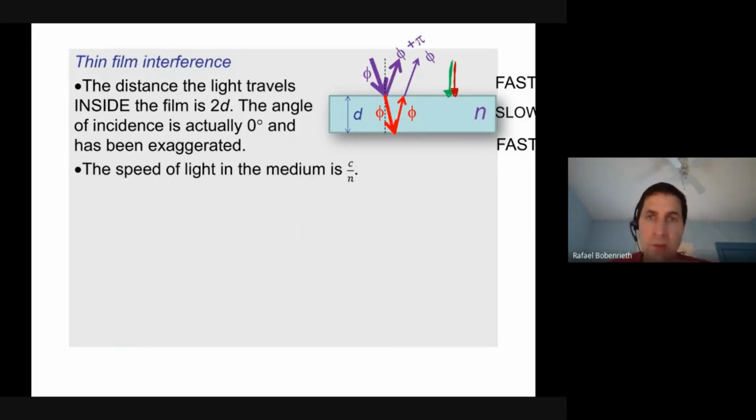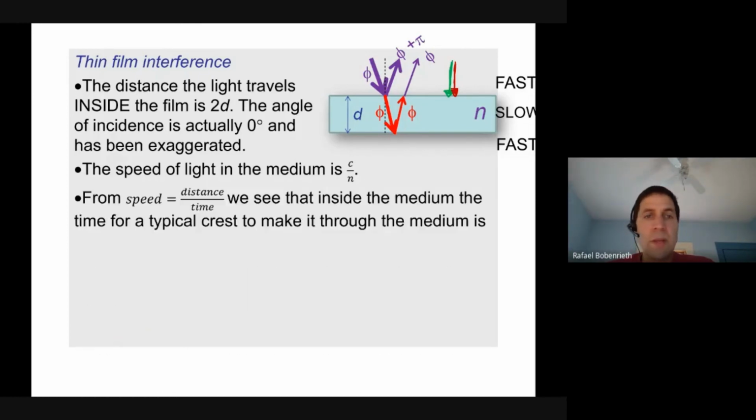So we know the distance down and back is 2 times the thickness of the film. Okay, and the speed of light in the medium is, we know, c over n, based on Snell's law and the properties we talked about. And so if we go back to our kinematics understanding, speed is distance over time. Okay, so if that's the case, we can solve for time. Time is distance over speed.